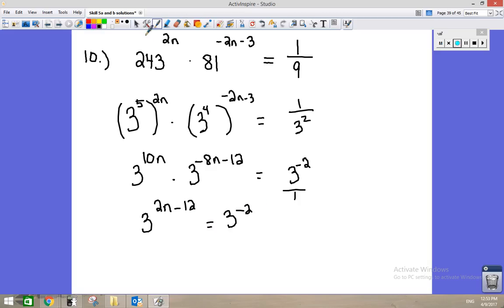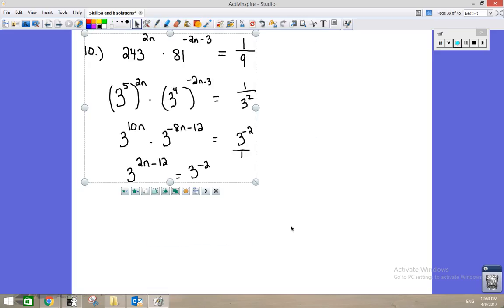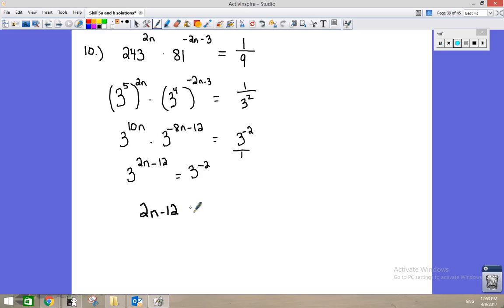And so now, the fact that these exponential functions are one-to-one functions, these two numbers are the same, so both of these exponents have to be the same. 2n minus 12, the exponent here on the left, has to be the same as the exponent on the right. It has to be negative 2. In 2 steps, we can solve for n. We'll add 12 to both sides and divide by 2. Negative 2 plus 12 is 10, and 10 divided by 2 is 5. And there's our answer. Alright, let's take a look at the next one.